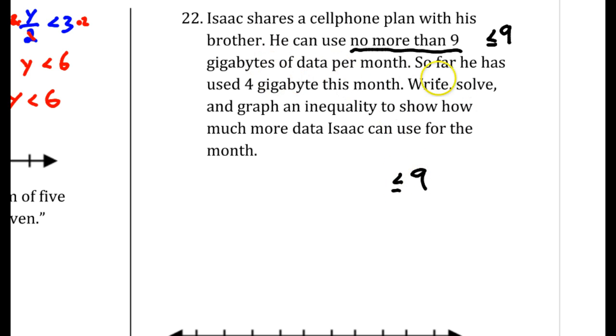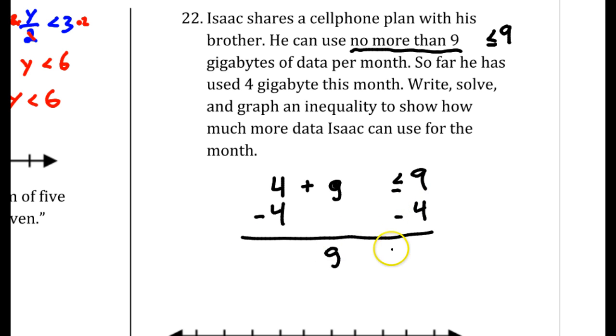Okay. So far it's used 4 gigabytes. So we got what we used plus how much we have left. Okay. So we use G for how much we have left. So solve this. We have G must be less than or equal to 5. So this is a lot of writing, but basically this says, well, you've already used 4. You can't go over 9. So how much can you use? Well, you can use 5 or less.